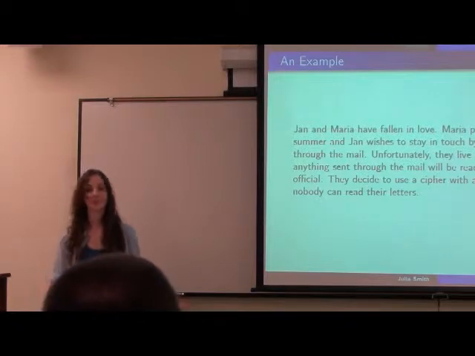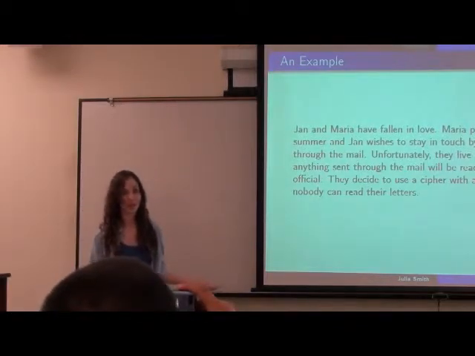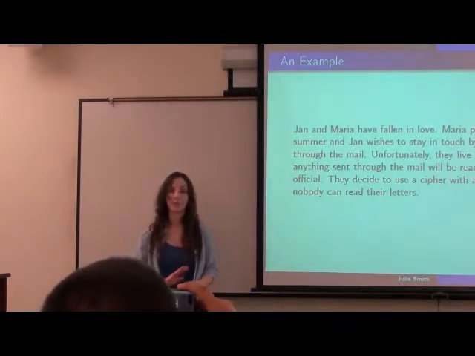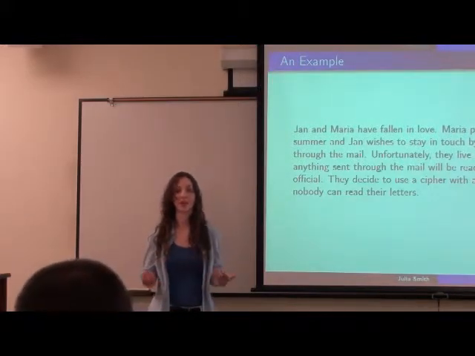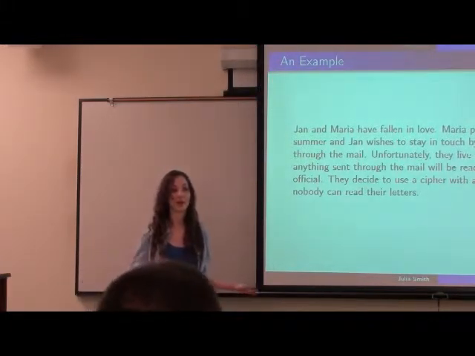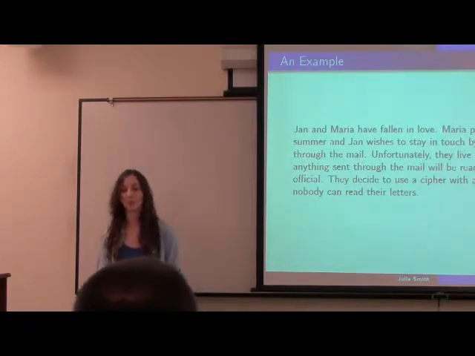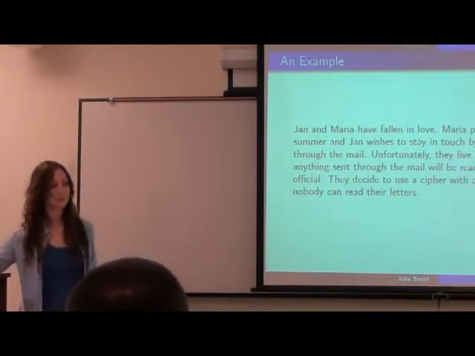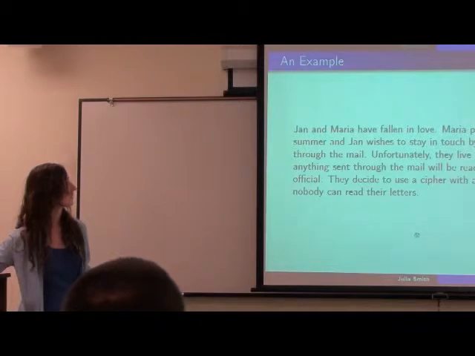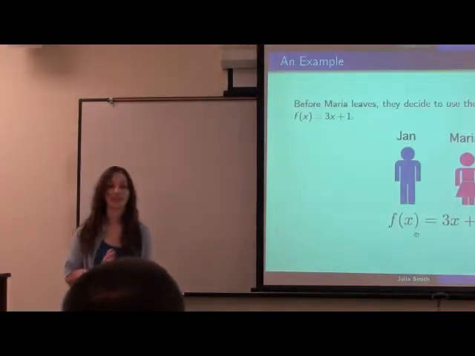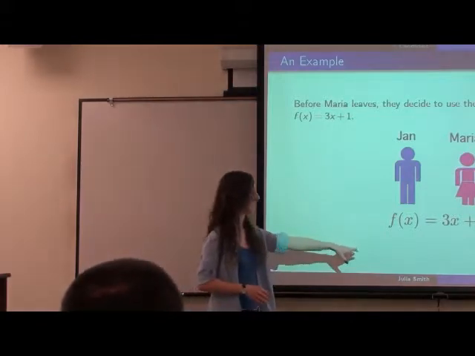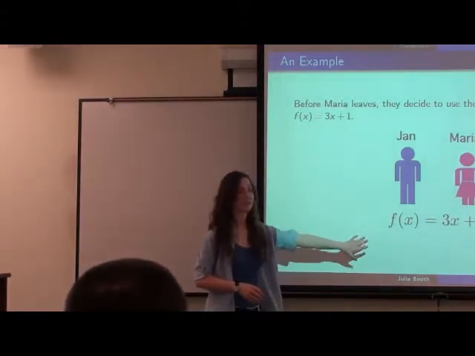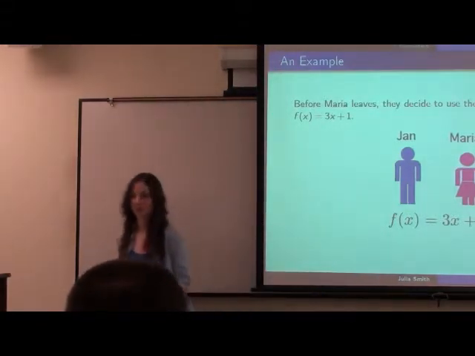Let's do an example. Say John and Maria have fallen in love, and they're going to be apart the whole summer. They want to stay in touch, but they live in a country where everything sent through the mail will be read by a government official. So they want to find a way to send a message secretly. Before Maria leaves, they decide on a linear function, and the function they decide on is f of x equals 3x plus 1. Notice that 3 has no common factors with 26.